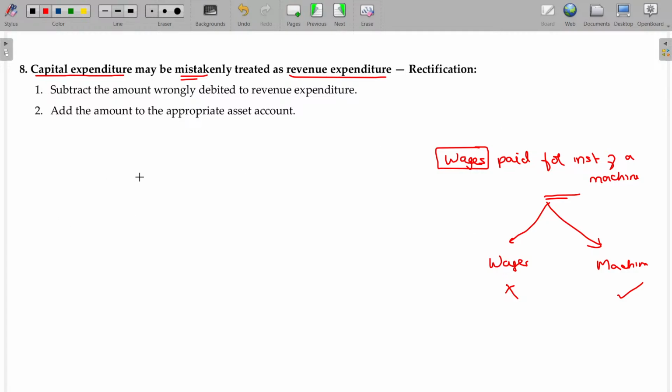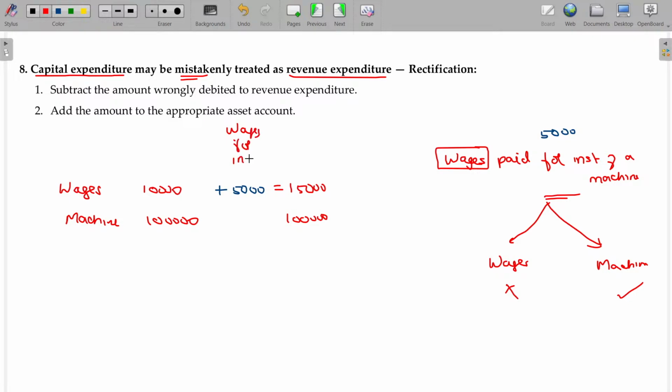See, we have wages 10,000 rupees and a machine 1 lakh rupees. What happened, you know, the wages paid for installation of machine 5,000. They have shown this being the wages wrongly, added. What about this one? Wages for installation.